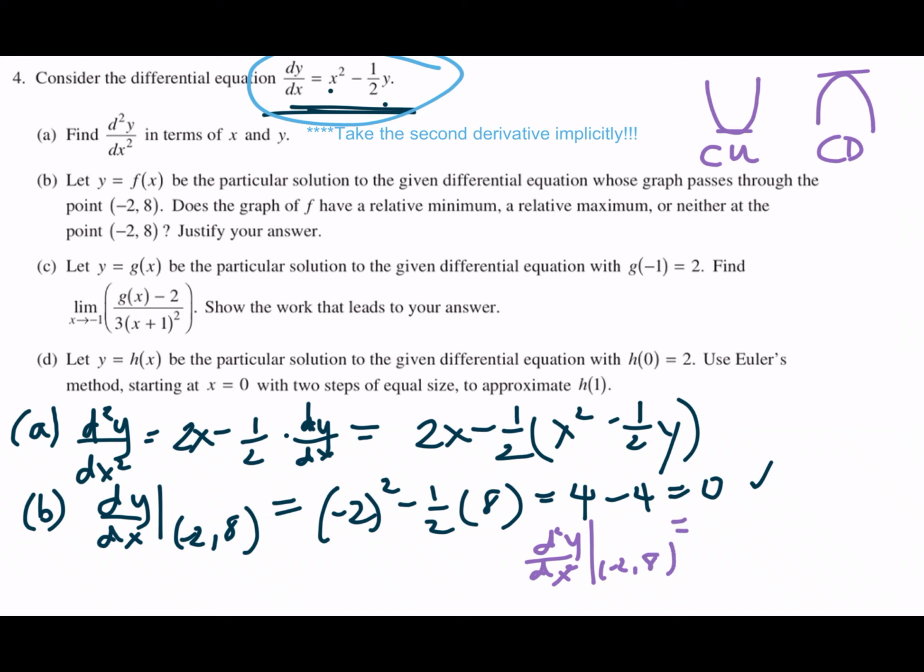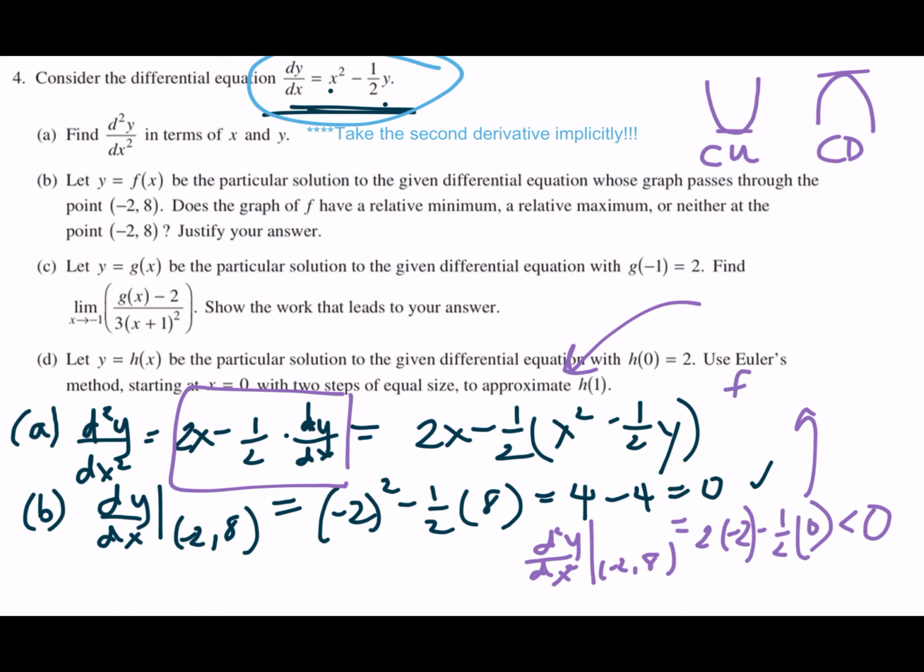My second derivative is right here: twice x minus 1/2 dy/dx. And dy/dx at this particular point is 0, so I don't have to re-plug into all that nastiness. I just got a negative value here. Because this is a negative value, f is concave down. Concave down with a horizontal tangent means that I have a local max. And that's part B.